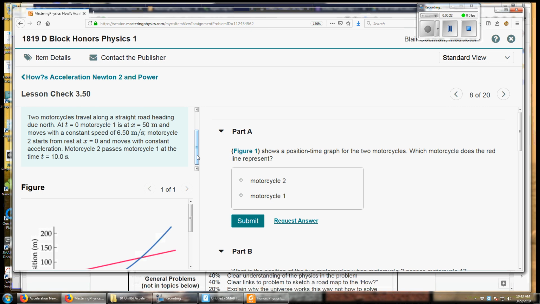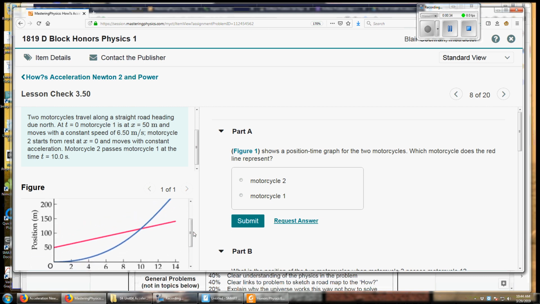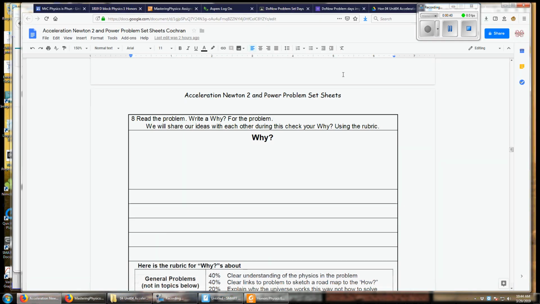Straight road, heading north. Motorcycle starts at constant speed, and the other one moves with a constant acceleration. And then I have a position time graph. So I'm going to start off with my Y. It's a written Y.